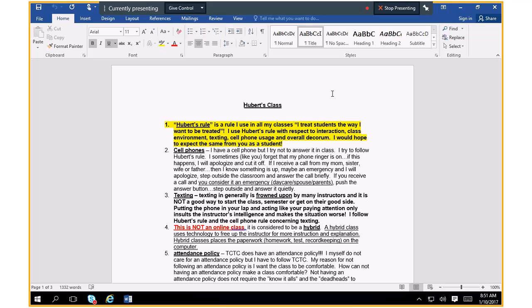Class starts whenever you get here, okay? Whenever a majority of the class gets here, that's when class starts.